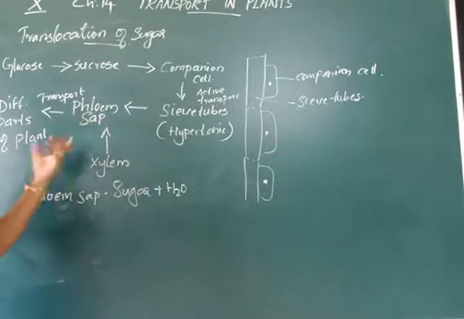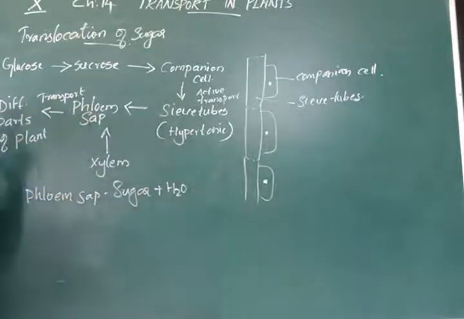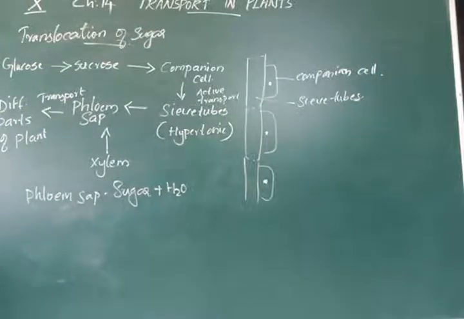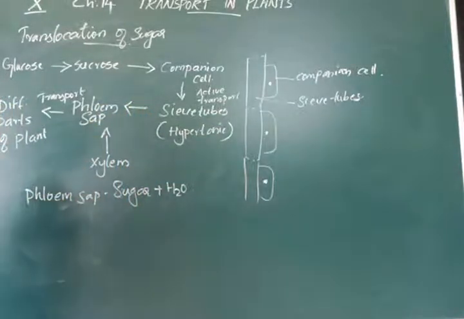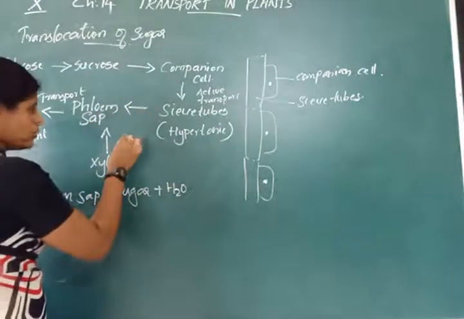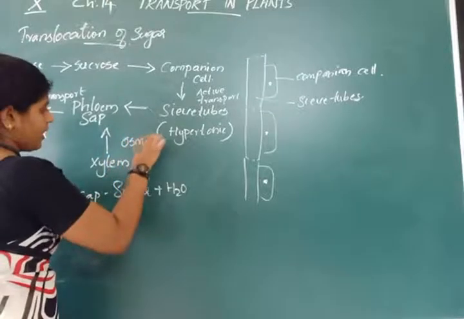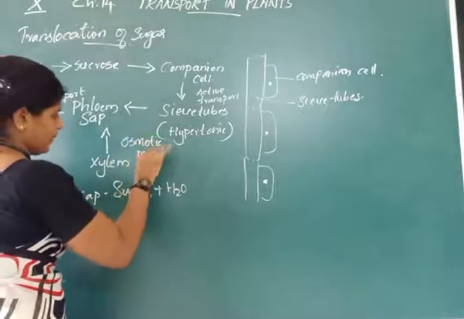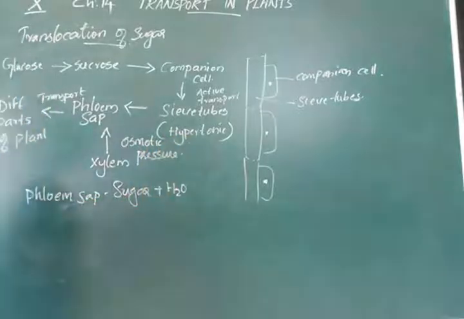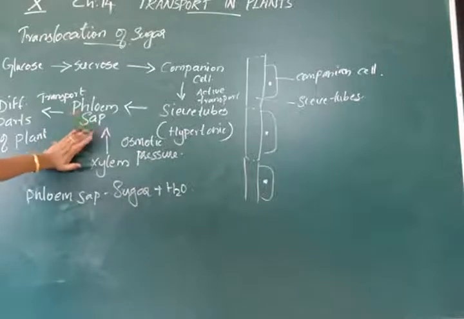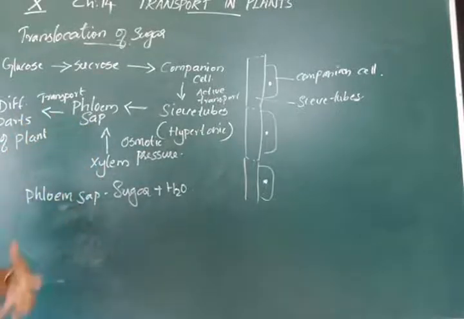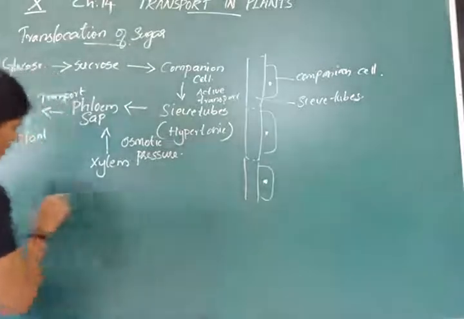This phloem sap will be transported to different parts of the plant body as a result of transpiration pull and other processes. Okay, so when water moves into the phloem, there occurs an osmotic pressure. So osmotic pressure is high in this phloem sap. So this phloem sap will move from high osmotic pressure to low osmotic pressure.